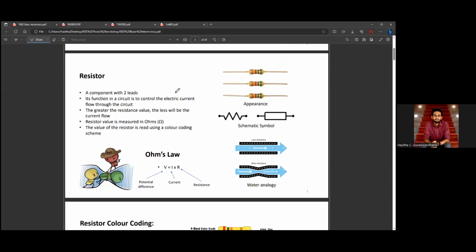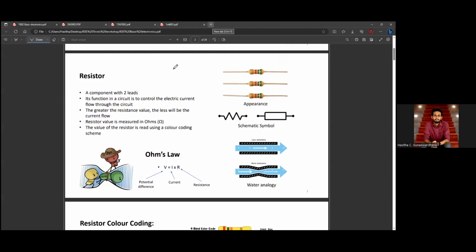So first, if we go to the electronic circuit components, the first and simplest electronic component is the resistor. A resistor may appear like this, or there will be many form factors of resistors.